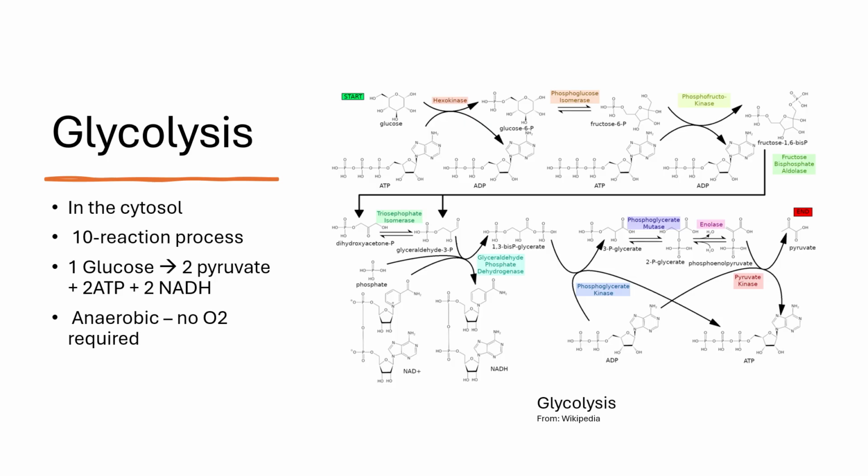All right, glycolysis is the first step. It occurs in the cytosol. It's an anaerobic process, which means that no oxygen is required to undergo this process. It's a 10 reaction process, so there are 10 reactions within glycolysis, and the overall net equation is 1 glucose being converted to 2 pyruvate, 2 adenosine triphosphate, and 2 NADH.